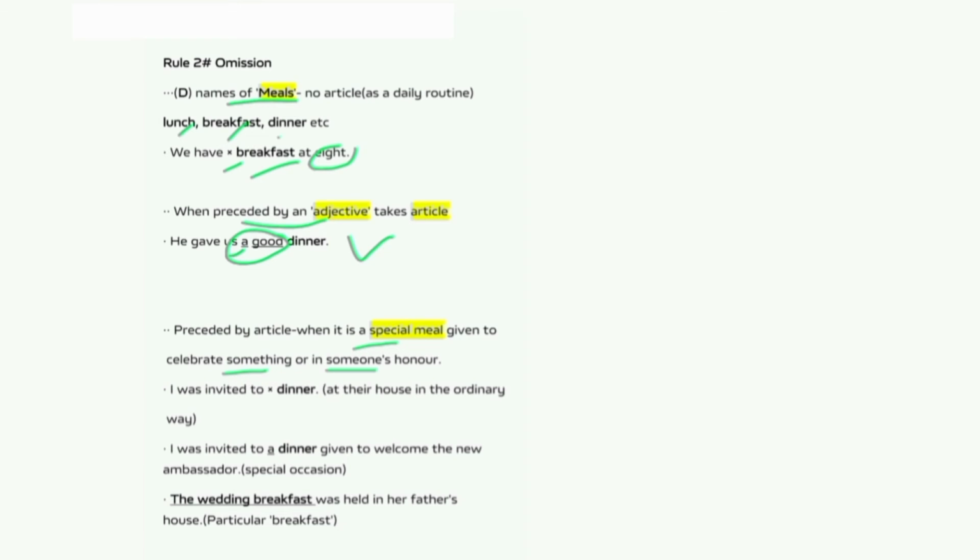Let's understand through comparison. I was invited to dinner means I was invited at the house in the ordinary way. But I was invited to a dinner given to welcome the new ambassador means it is a special occasion. And at last, the wedding breakfast was held at her father's house. Here, breakfast is particularized by saying wedding breakfast. That's why we put the before breakfast.